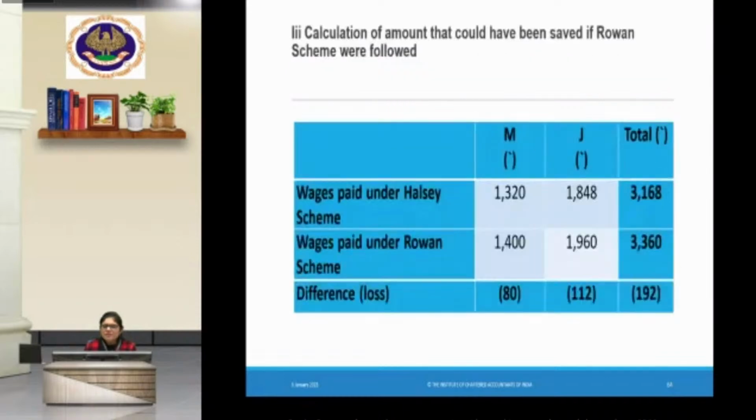And the third is how much, because of Rowan, we also said this is also the loss. But had it been Rowan, we would have incurred 80 extra loss and 112 extra loss. So 3168 is the loss, 3360. So this is also the loss, this is also the loss, but this is the extra loss if we would have followed Rowan. So Rowan is giving us extra loss. So 192 extra loss we would have incurred due to incorrect rate selection. So students, I hope you have understood.